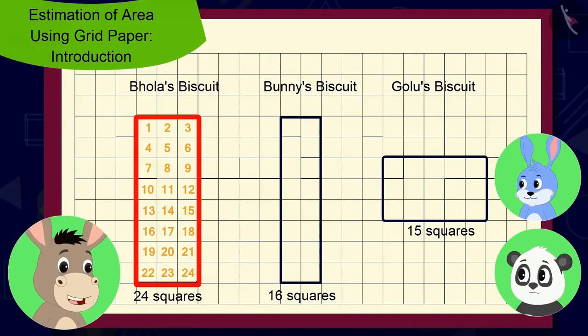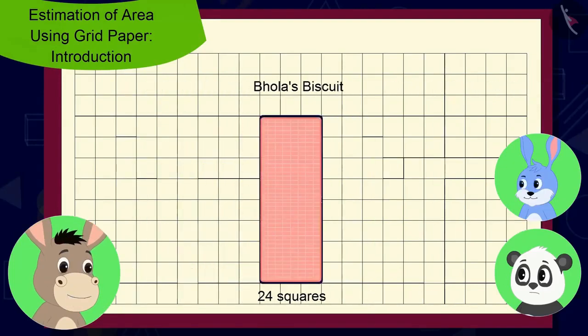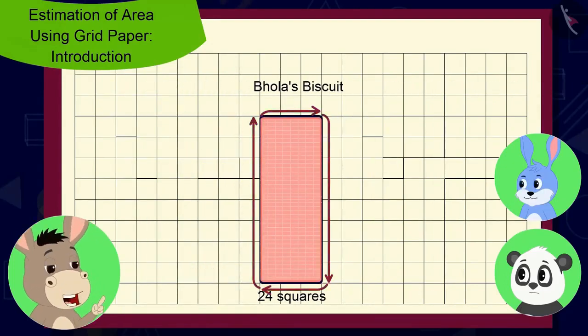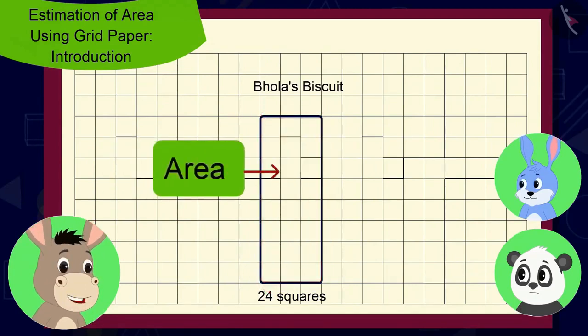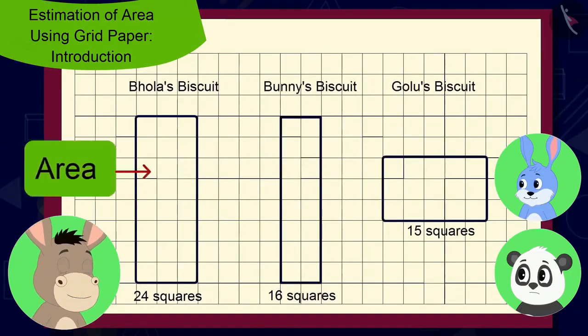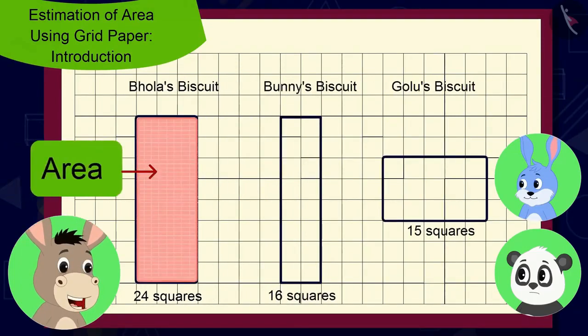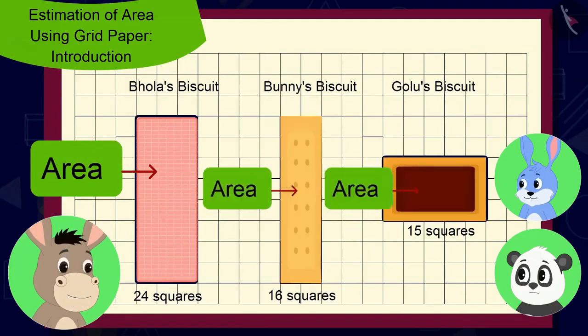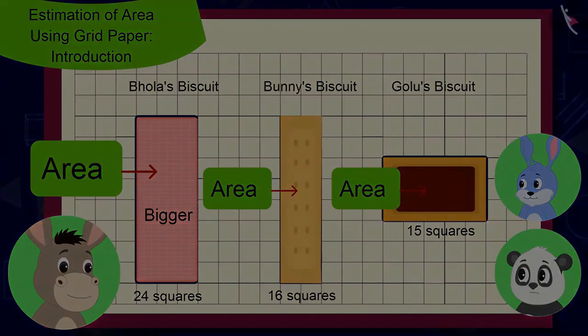Absolutely right. And do you know that the area created inside the boundary of any shape is known as the area of that shape? So, we can say that the area of my biscuit is larger than the area of both your biscuits. Or, my biscuit is bigger than both of your biscuits, Bhola explained to Golu and Bunny.